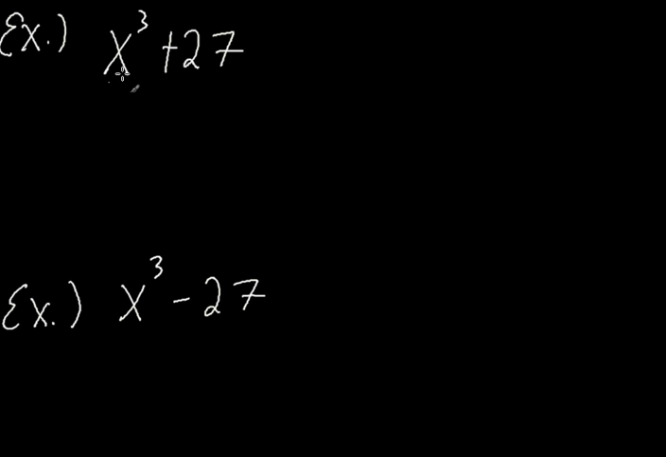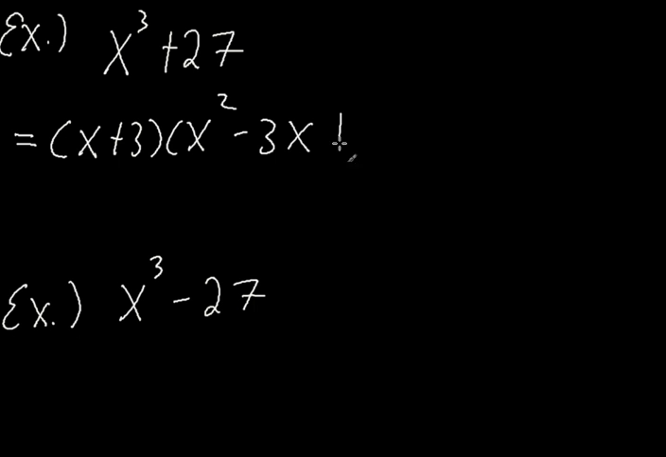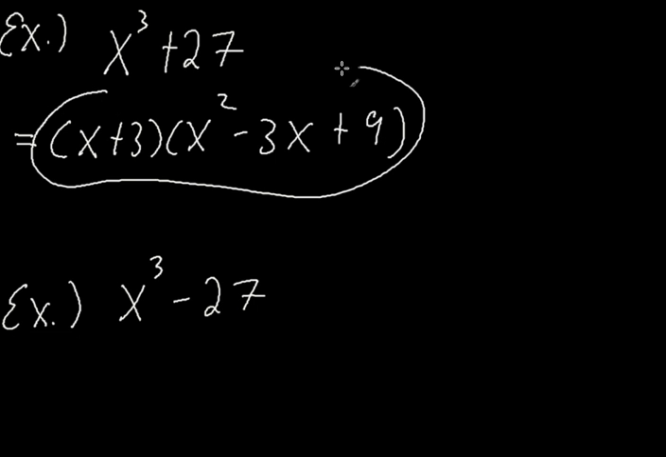Okay, let's look at this one and see what we can do. x cubed plus 27. Well, is 27 a perfect cube? Yeah, it's 3 cubed. So I could break this up as x plus 3, x squared, then this has to be the opposite sign, 3x plus 9. Okay, not 3 squared, but 9. We have to actually write 9. Okay, so that is factored.